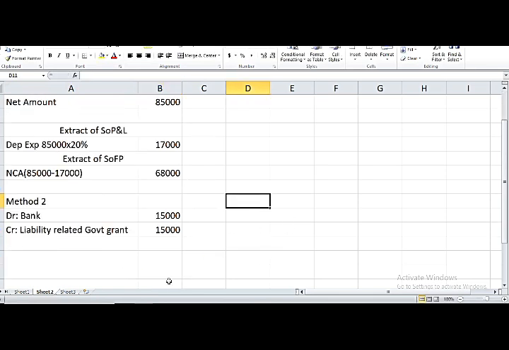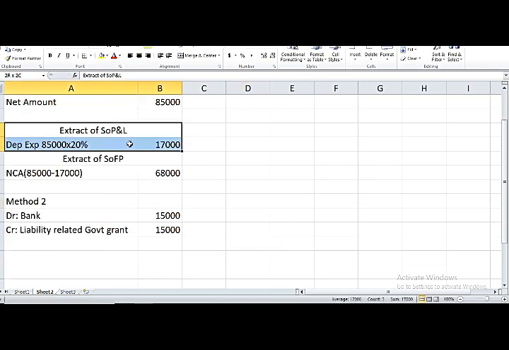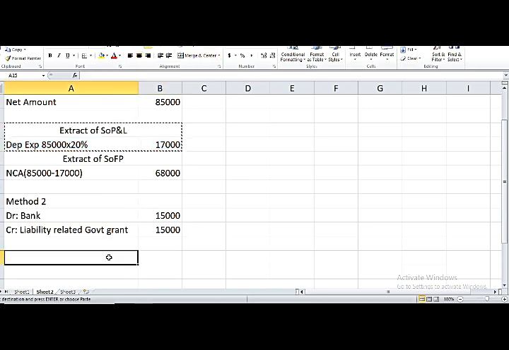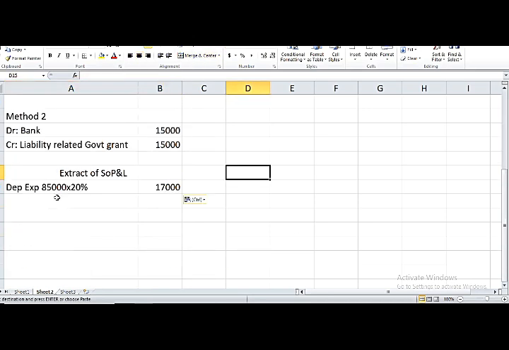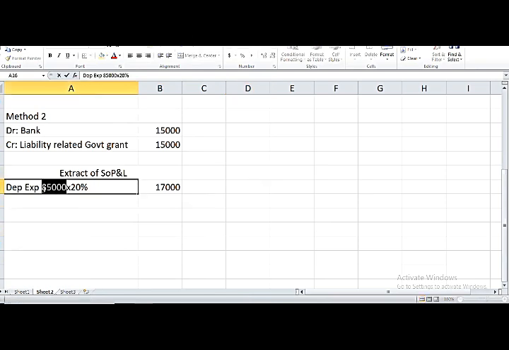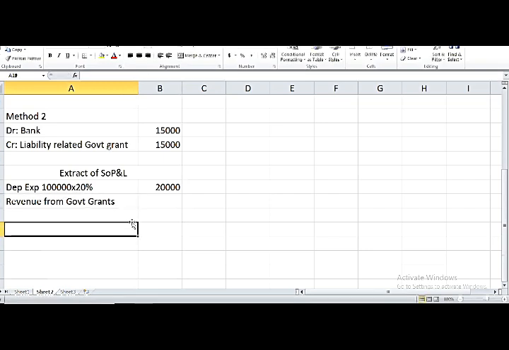Now, after 1 year, what will be the extract of the statement of profit and loss? Depreciation expense will be 100,000 multiplied by 20%. That will be 20,000. Original depreciation will be calculated on original cost, and there will be revenue from government grants. That will be how much?